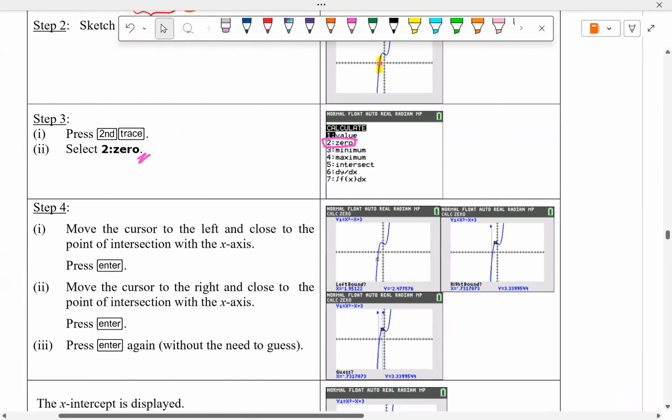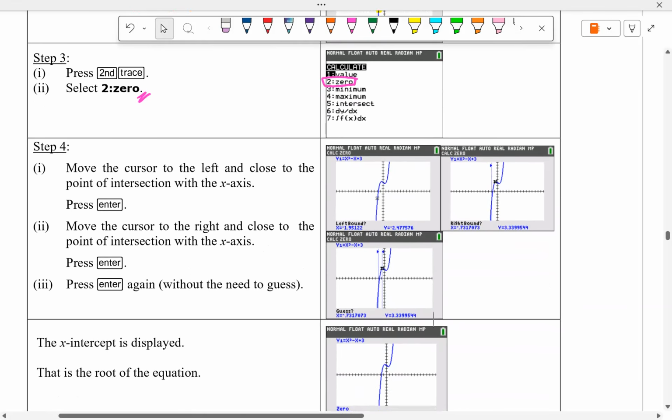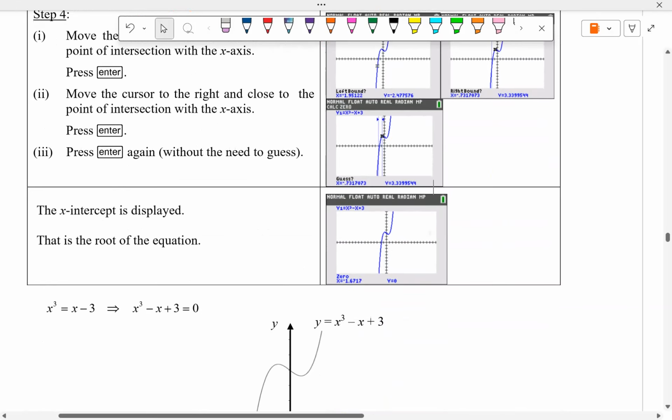Okay, same thing, the GC asks you where's the left bound of your x-intercept, where's your right bound? So just make sure you're on the left and you're on the right. No need to guess for x-intercept, just press enter. The GC will tell you the x-intercept is at negative 1.67, 0.